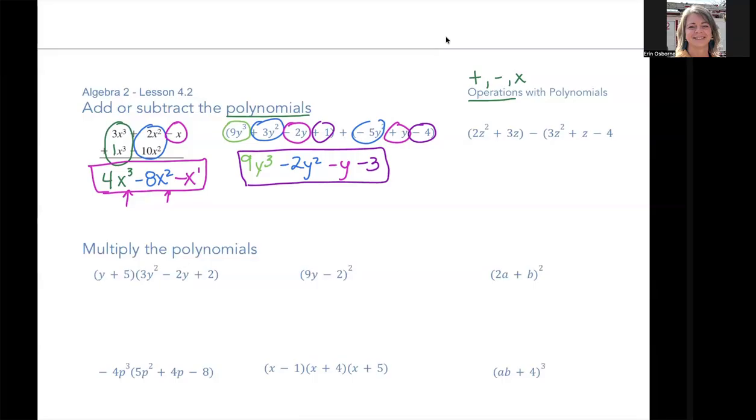When you distribute a negative, rewrite the back polynomial with its new signs before you begin. So this would be 2z squared plus 3z minus 3z squared minus z plus 4. Then add your like terms. You can also use these things if you like to show you're hooking them together. You get a negative z squared, a plus 2z, and a plus 4.